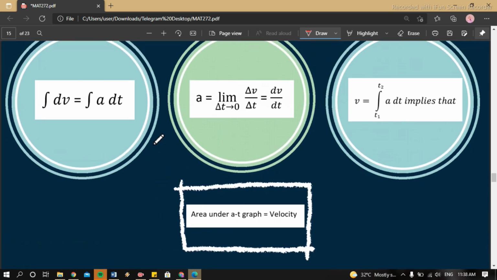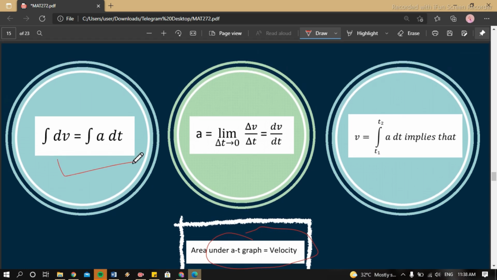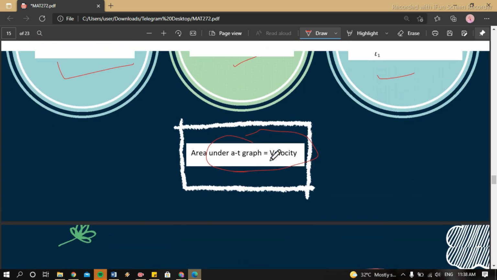Next is the formula where the area under the acceleration against time graph is equal to velocity. So this is by integrating both sides of the equation. We have this type of equation, and this one is for the instantaneous equation, and this one is for the implies.